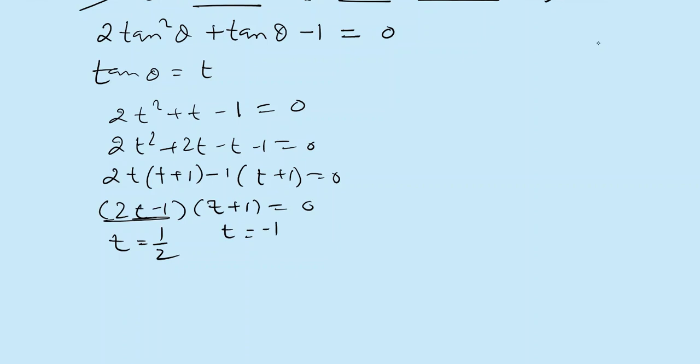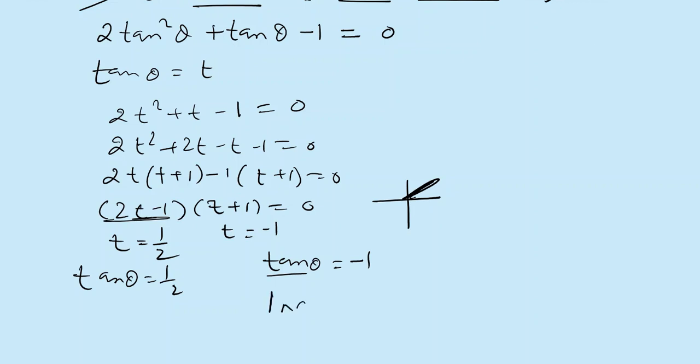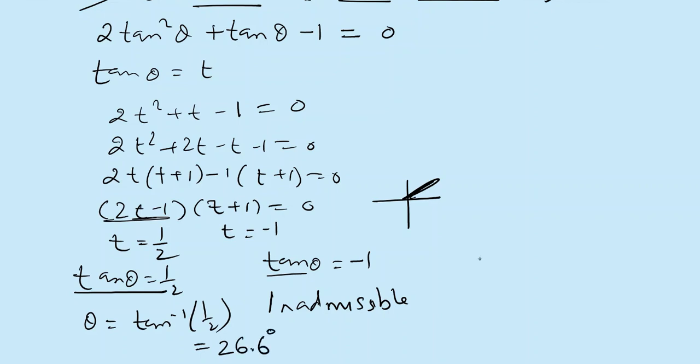T is minus 1 through this, which means tan theta is half and tan theta is minus 1. Since tan is not negative in the first quadrant, this answer is inadmissible. That means this is the only one we need, and theta equal to tan inverse half, which is 26.6 degrees.